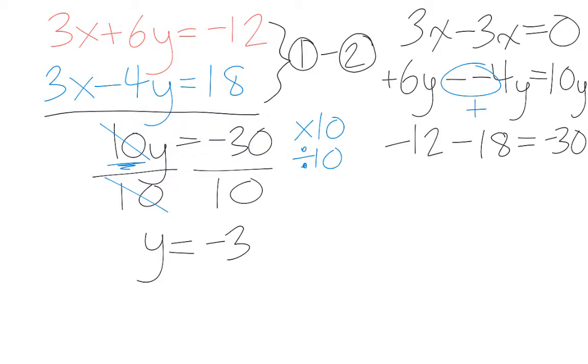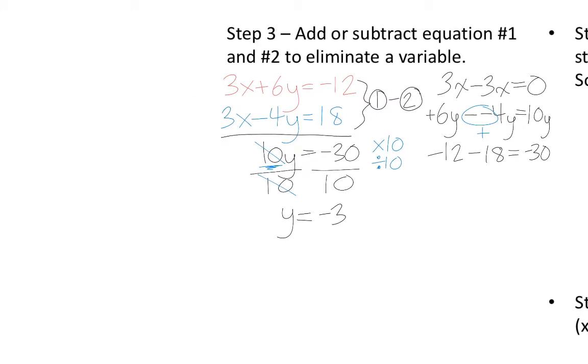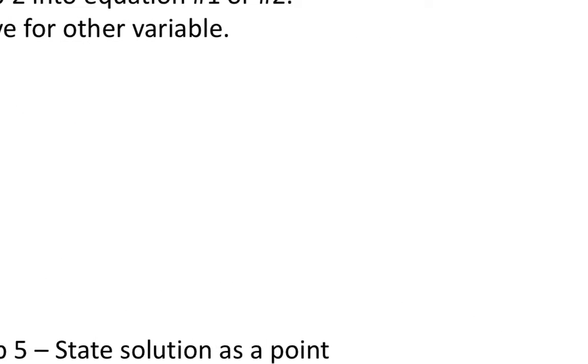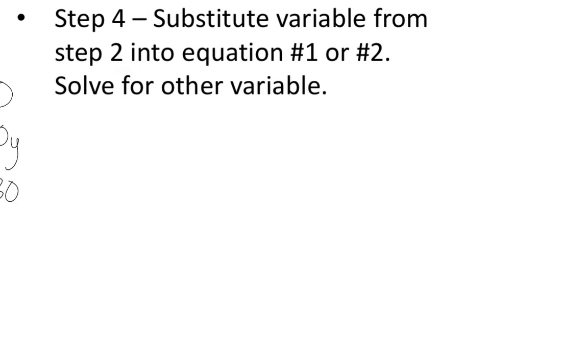Now that we know that y is equal to negative 3, we can go ahead to our next step, which is step number 4. And we are going to need a lot of space for this question as well. Step 4, we want to substitute the variable from step 2 into either equation 1 or 2, and we want to solve for the other variable. Let's begin by choosing an equation. You have a choice between either equation 1 or 2. You'll get the exact same answer either way.